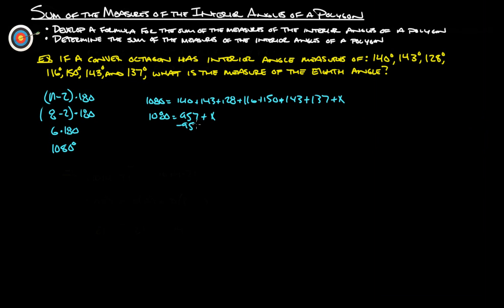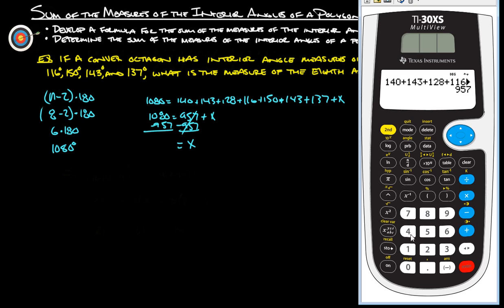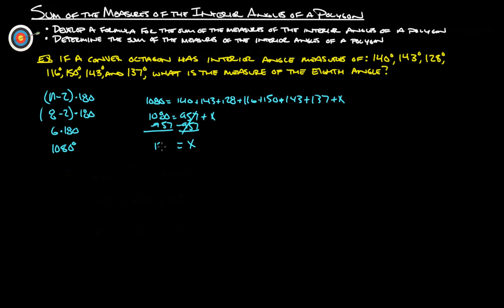So we'll subtract 957 from both sides, and that'll tell us what x is. So we got 1,080 minus our answer of 957 leaves us with 123 degrees has to be what the 8th angle is.